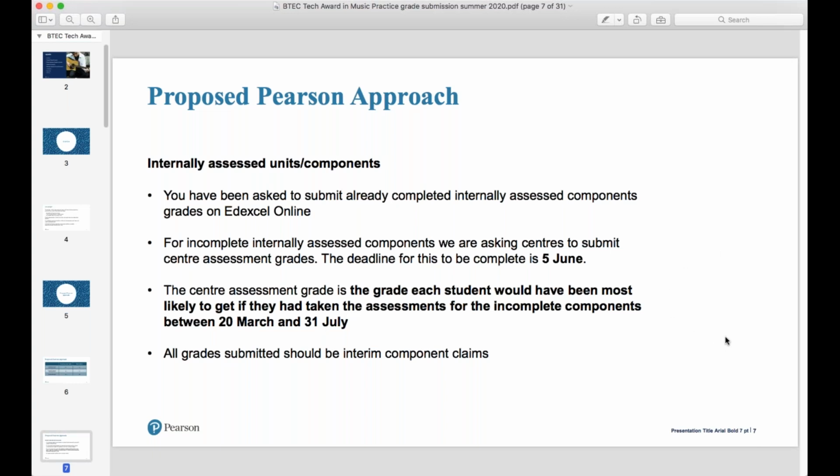Someone's just asked, is it interim for year 11 and year 10? Yeah, so any component grades that you do enter on edX Online are interim claims at the moment. We'll be issuing further guidance on the claiming of grades in the next few days.